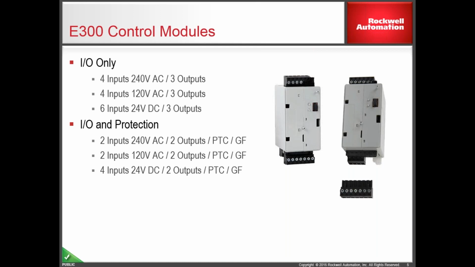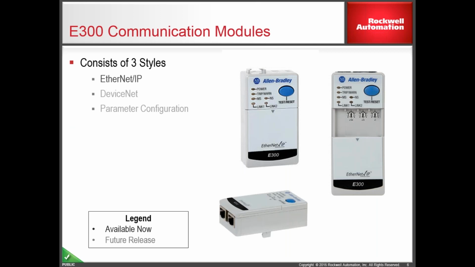And then with some of the I/O and protection, we mentioned the ground fault protection in the sensing module that's done internally. With the ground fault control module, that allows you to hook up a core balance CT and actually get down to 20 milliamps, whereas you're limited to 0.5 amp of ground fault current with the internal detection.